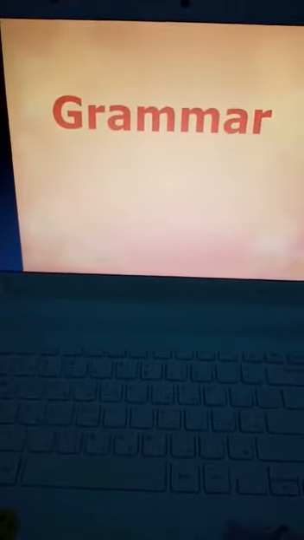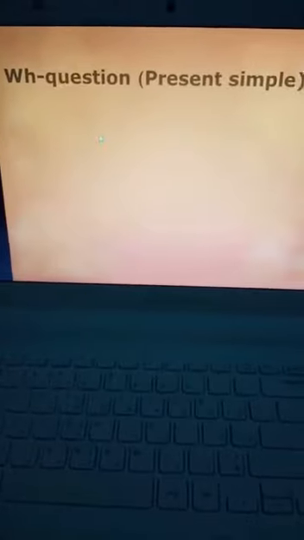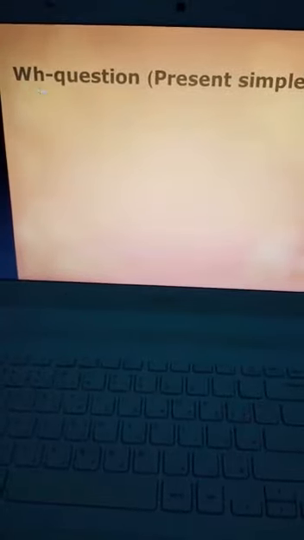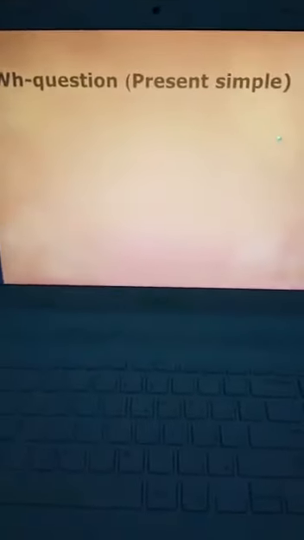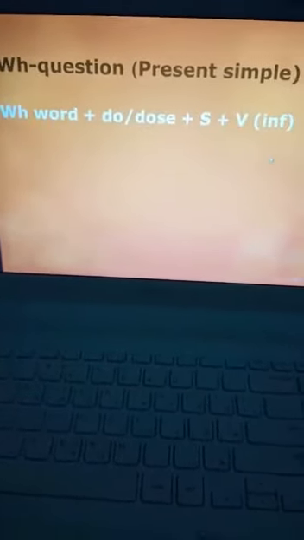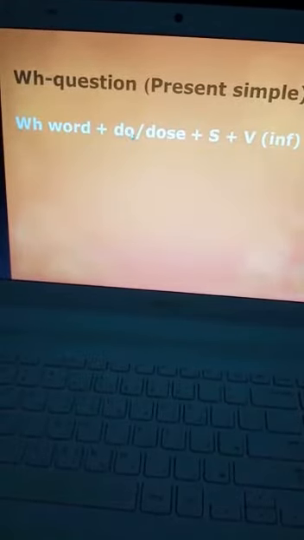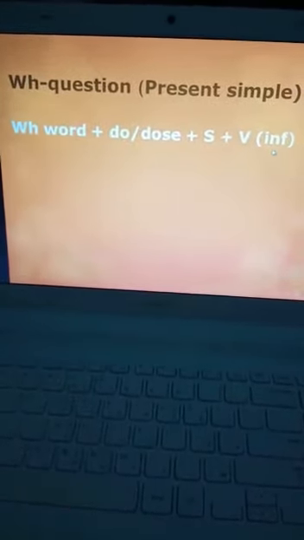Okay, and now let's go to the grammar part. The grammar here is about forming WH questions in the present simple tense. So we are going to learn how to form WH questions in the present simple tense. Let's see the rule. WH word plus do or does plus subject plus verb infinitive.